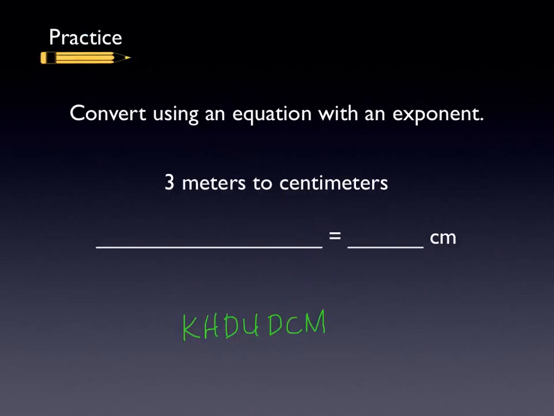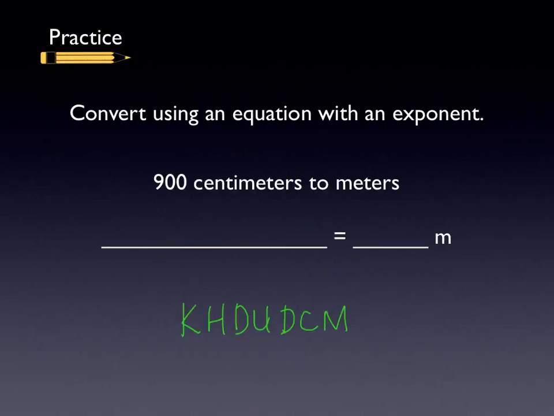So now we're going to convert using an equation with an exponent. So we're starting at meters and we're going to centimeters. That's 2 place values, so that's times 10 times 10. So 3 times 10 to the second power is going to equal 300 centimeters.